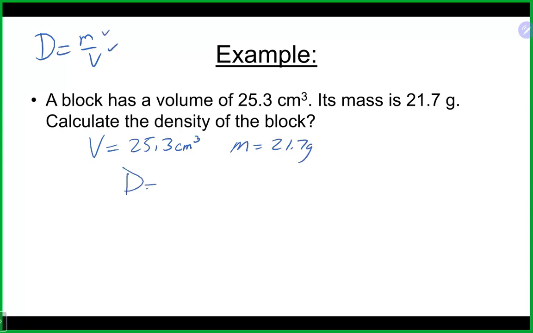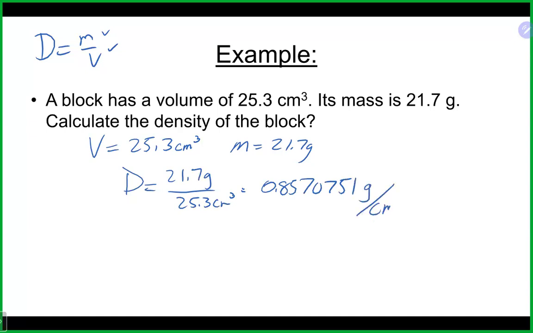So in this case, all we have to do is plug it in. So 21.7 grams over 25.3 cubic centimeters. And that's going to get us 21.7 divided by 25.3, which is 0.8570751 grams per cubic centimeter. Clearly, you don't want to give all those numbers, but I just wrote it to illustrate. And a reminder again, the calculator does not give your answer to the right number of sig figs. So we do need to look at our sig figs here.